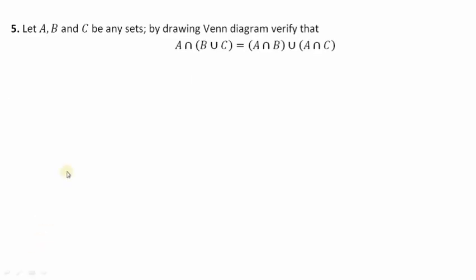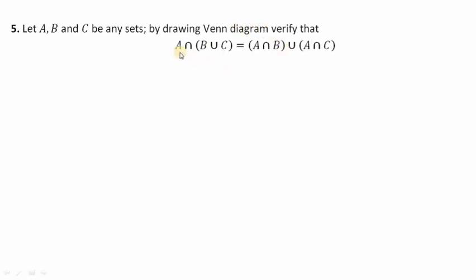All right, now the next question says let A, B and C be any sets. By drawing Venn diagram, verify this. So this is your distributive property, right? So we have seen how to prove distributive property in the last video, but this time we'll verify this using Venn diagram.